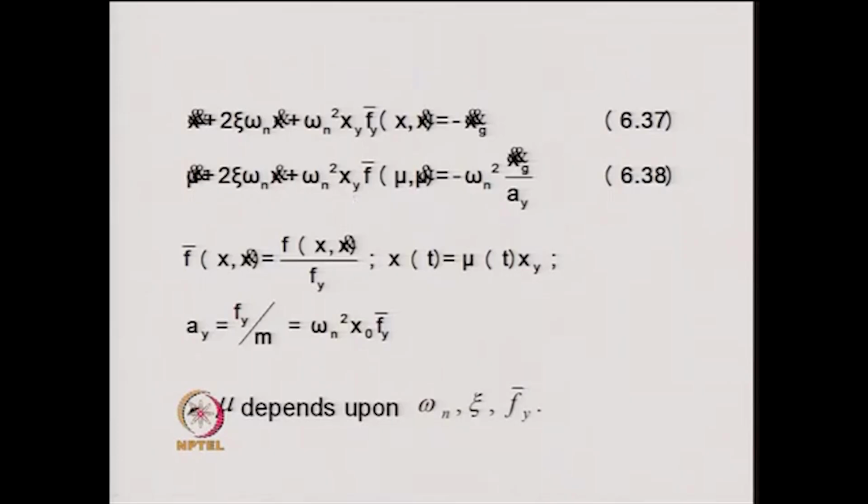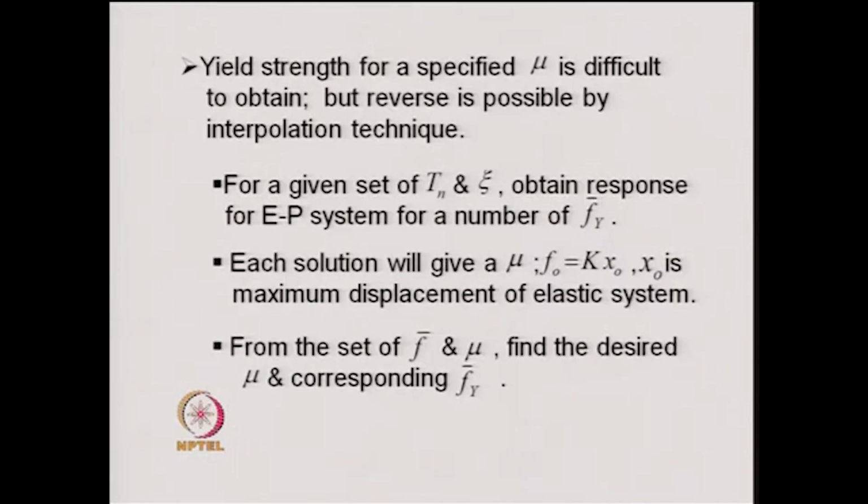If we solve this equation for different values of f bar y, then for different values of f bar y we can get different values of mu. That is why we have converted equation 6.37 into the form of equation 6.38. So the yield strength is known provided f bar y is known, because f bar y is defined as f0 divided by fy, as we have seen before. Therefore, the yield strength can be immediately obtained provided the value of mu is known.